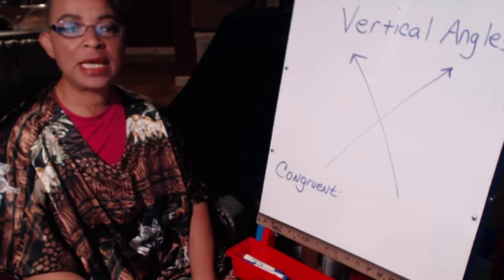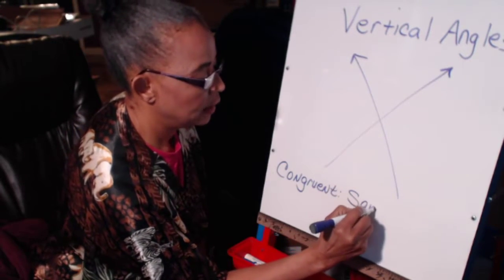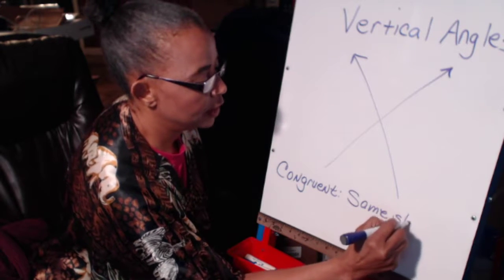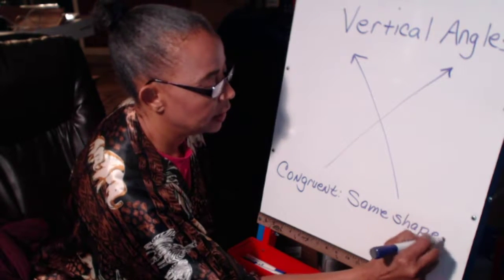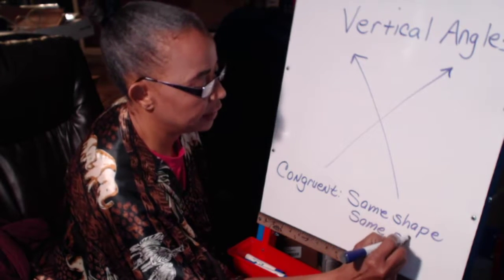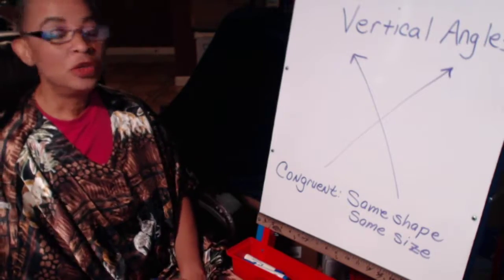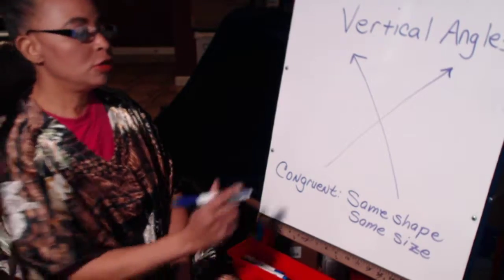Whew, what is that big word? Well, that means same shape and same size. So vertical angles are congruent.